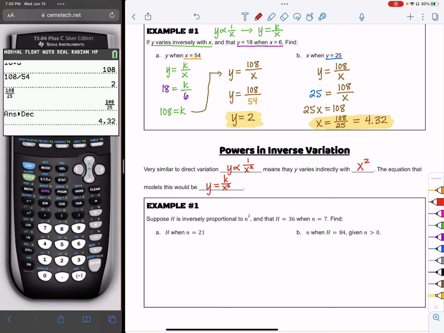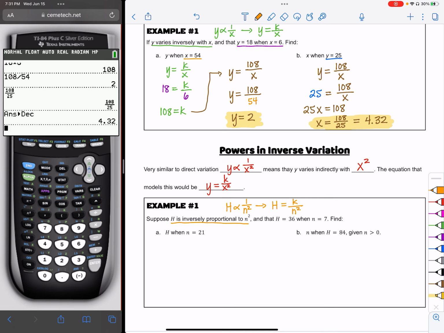So for example 1, parts A and B, it says suppose that h is inversely proportional to n squared. If I say that h is inversely proportional, it means that it varies directly, or is directly proportional, to the inverse. So that's going to be 1 over n squared. And that means that my equation will end up being h is equal to k divided by n squared.